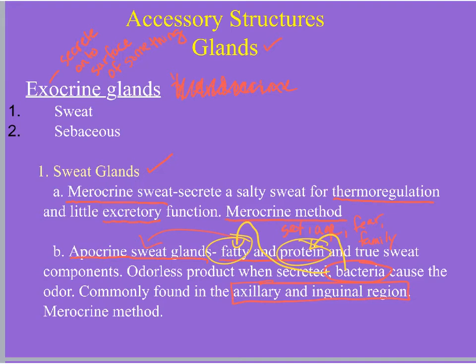One last thing I want to mention is that these apocrine sweat glands, you would think that their method of secretion is the apocrine method, but in fact it's the exocrine method. When these sweat glands were first described, it was thought that they used the exocrine method. Turns out they don't. They use the apocrine method, but scientists didn't want to change the names. So that's that.